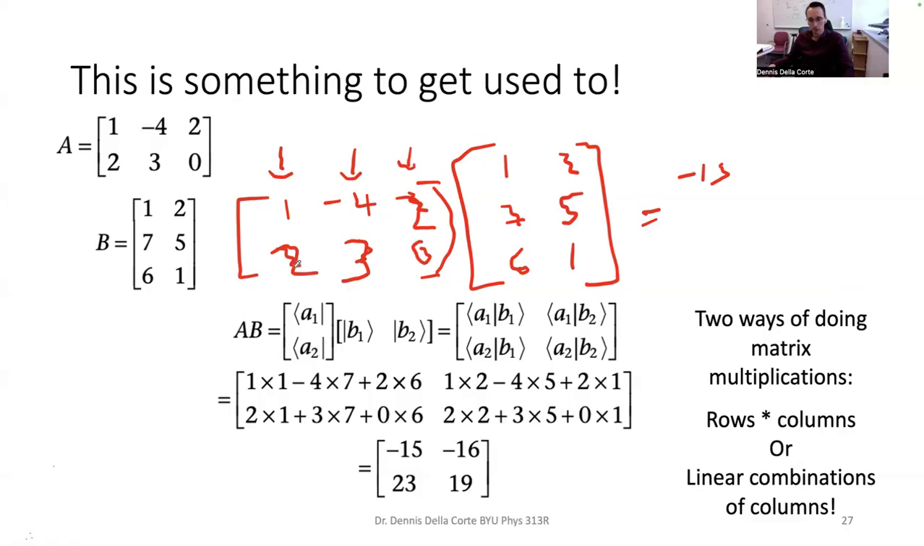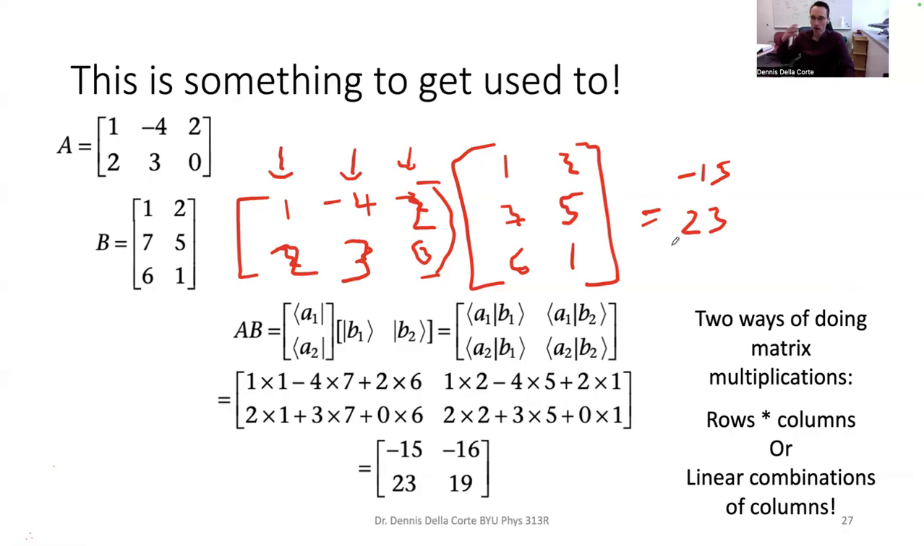And then do the same for down here. So 1 times 2 is 2. 3 times 7 is 21. So it gives me a 23. And then I would see that here the -15 and 23 are the same as the numbers that I got down here.